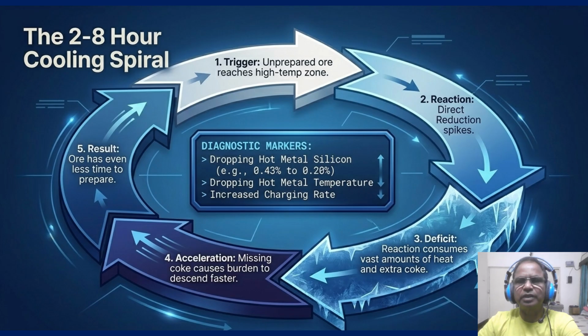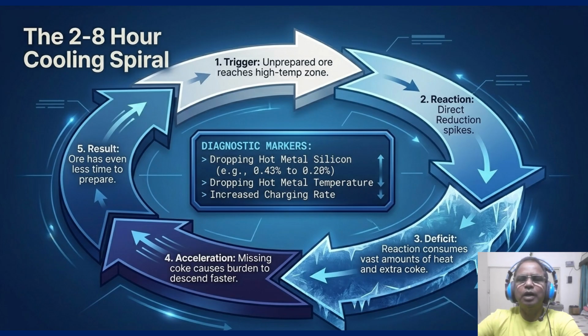Now here is the counterintuitive part, step 4 is accretion. Because you are missing coke in the hearth, the burden actually descends faster, giving the ore even less time to prepare. This is the cooling spiral. In a matter of hours, your furnace moves from a productive state to a critical thermal emergency where the hearth is no longer capable of maintaining liquid temperature. If this thermal deficit is not corrected, the internal structure of the furnace physically fails, leading to hanging and slipping.